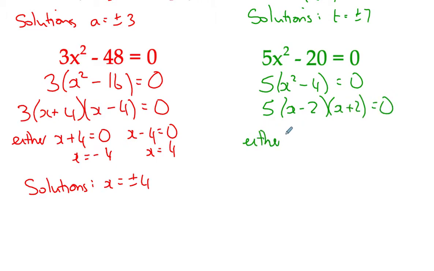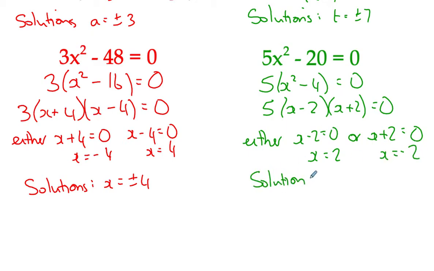So we can say that either x minus 2 equals 0, or x plus 2 could be 0, because the product of all of these numbers is 0. Solve them. x equals 2 or x equals negative 2. So our solutions are x equals positive or negative 2. Okay, so that's our difference of two squares.